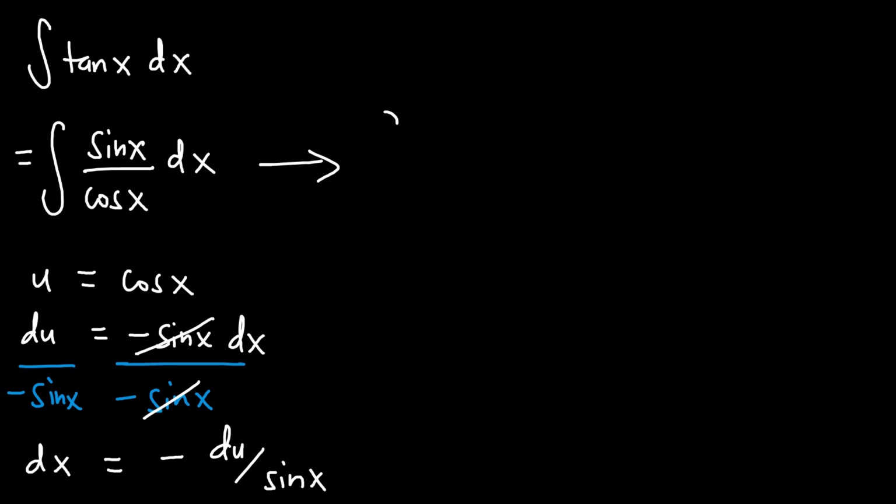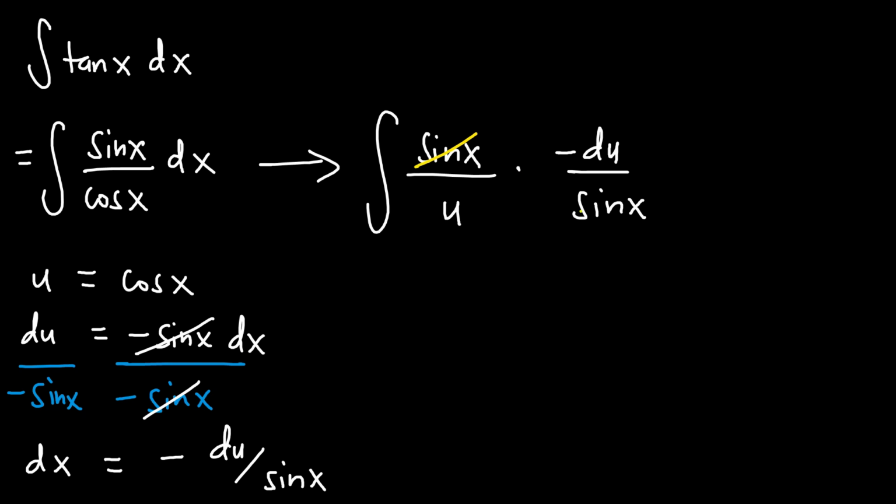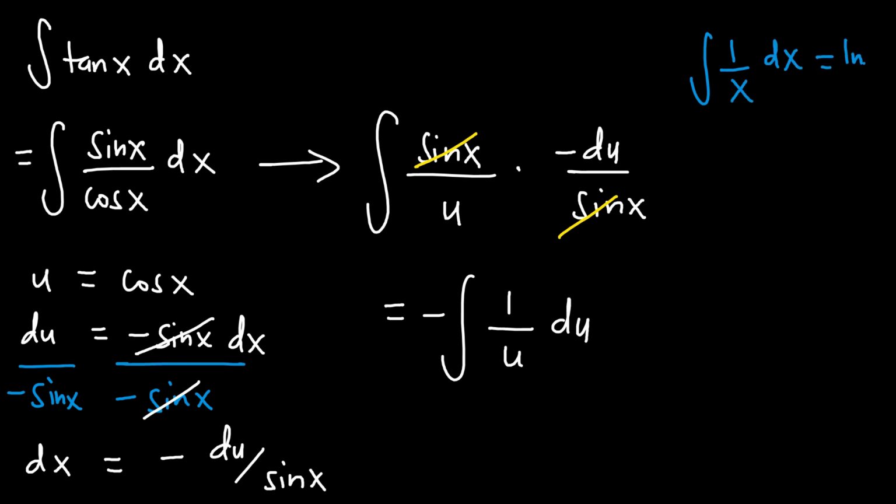So this will become the integral of sine x divided by cosine x, which is u, and then times dx, which is negative du divided by sine x. This will cancel with that, and if we take out the negative, we shall have minus the integral of 1 divided by u times du. And if you remember, we said that the integral of 1 divided by x dx is equal to natural log of x. And so the integral of 1 divided by u will be natural log of u plus c.